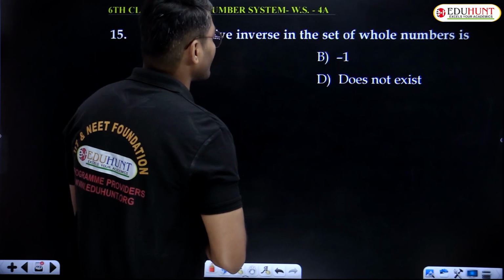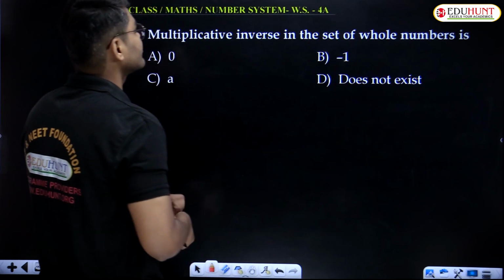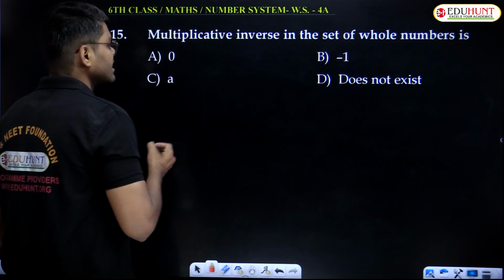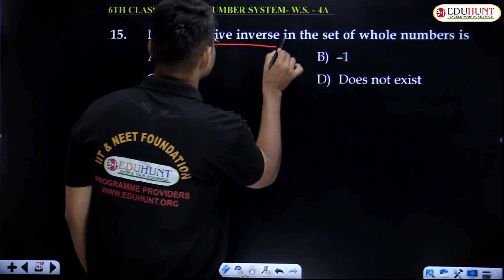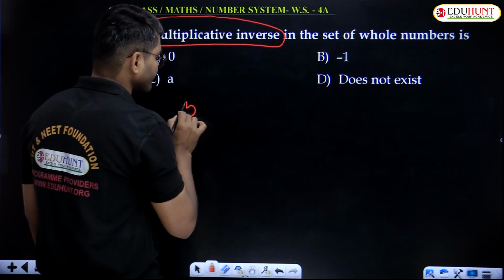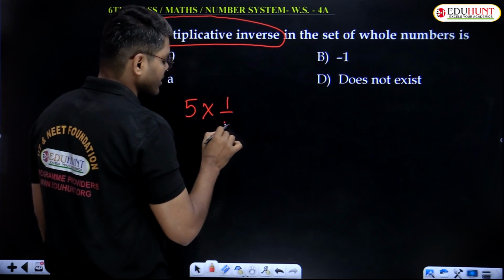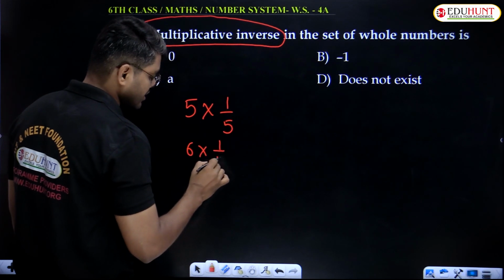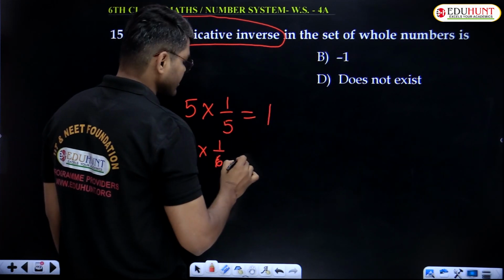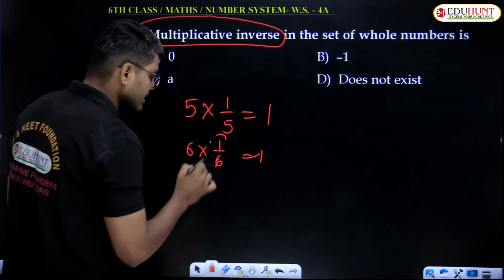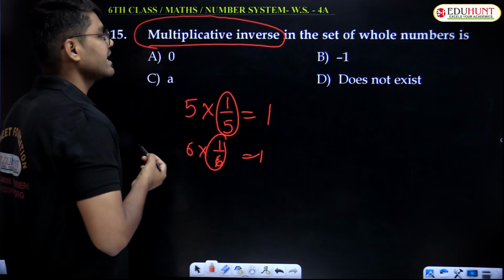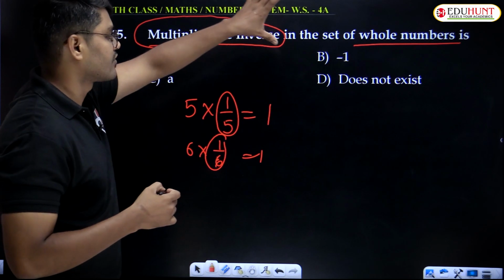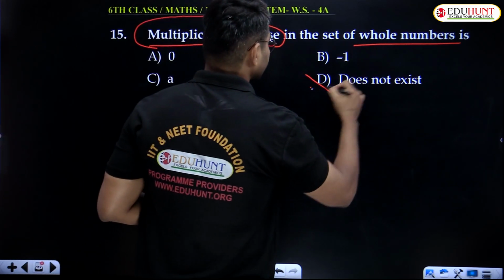Multiplicative inverse in the set of whole numbers. What is multiplicative inverse? If I give you the number 5, the multiplicative inverse will be 1 by 5. If I give you the number 6, the multiplicative inverse will be 1 by 6. Here 1 by 6 and 1 by 5 do not exist in whole numbers. That means the multiplicative inverse in the set of whole numbers does not exist.